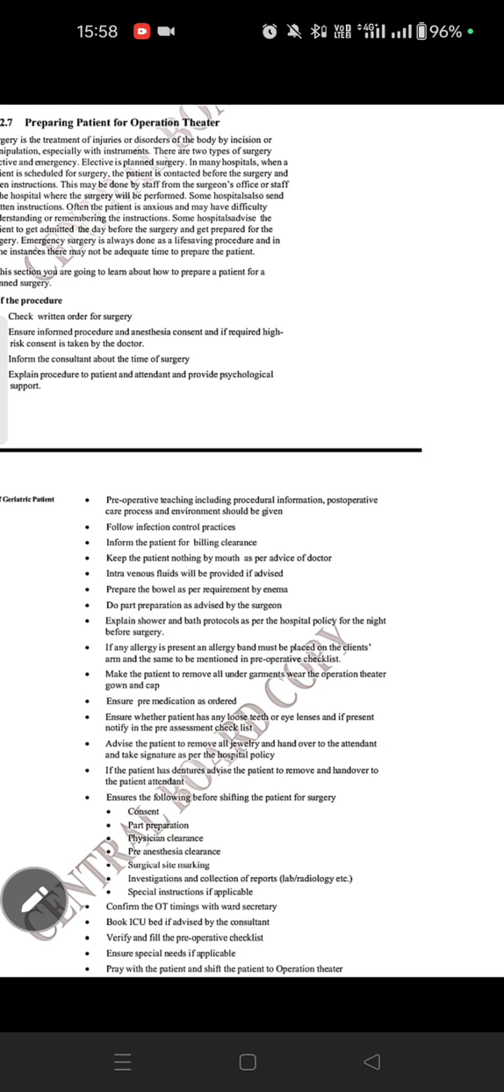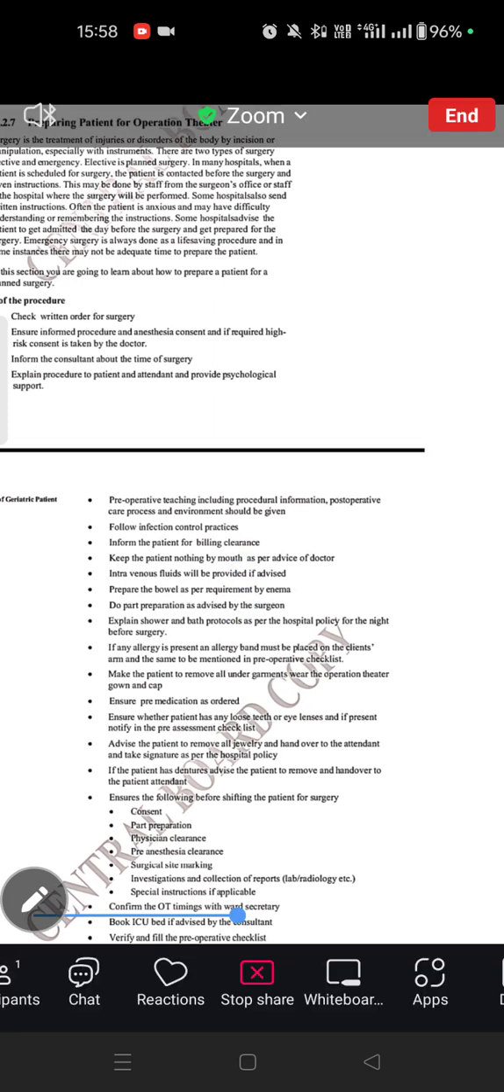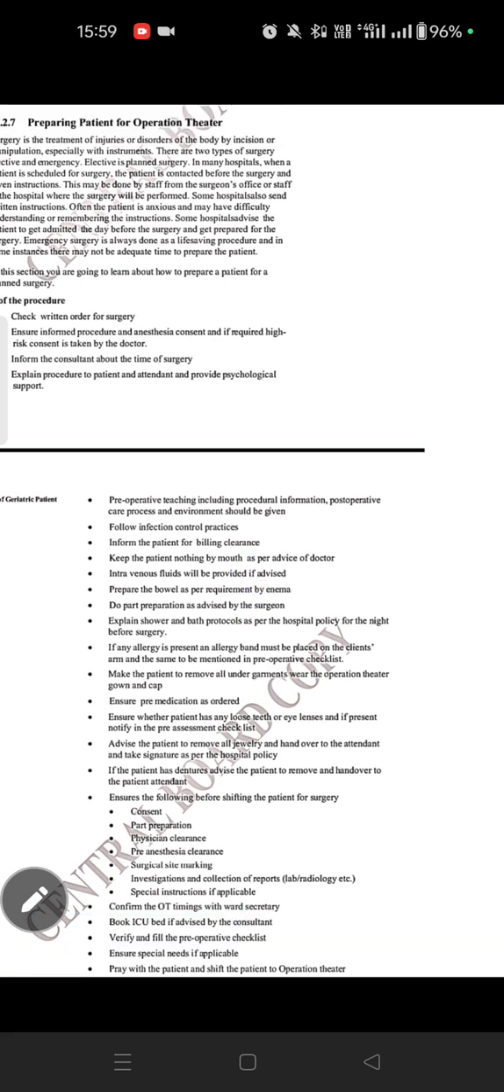Any surgery preparation should be advised. Then give the proper bath as per protocol. If the patient has any allergy, we should note it and mention it on the sheet. If they have any jewelry, remove it, and ensure the pre-medication orders. If there are loose teeth or eye lenses, they should be removed, and any dentures should also be removed. Ensure the patient before shifting to surgery. Then physician clearance and pre-anesthesia clearance, surgical site marking, investigations, special instructions, confirm the OT timings, book the ICU and verify the pre-operative checklist.